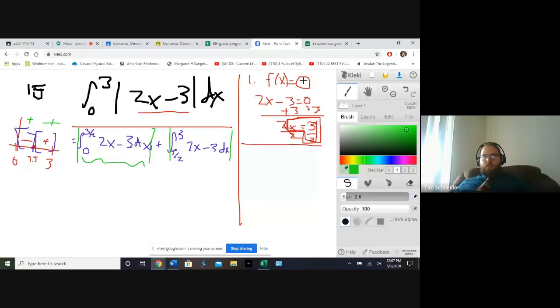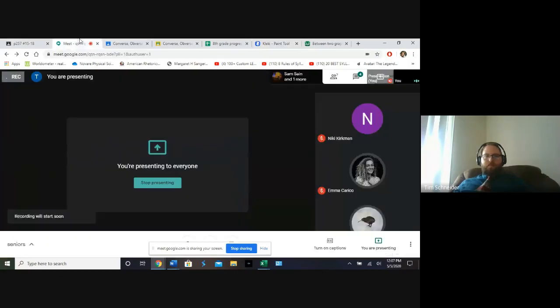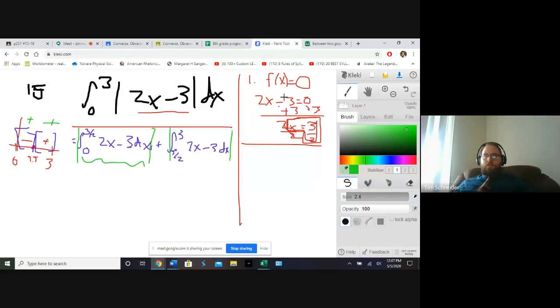We've set f of x equal to 0 and solved for the 0, made the interval, split it up because there's a 0 in that interval, and that lets us split up the integral into two separate integrals, and then whatever the integrals are, we take the absolute value of them. Okay, so that's step 2 done.